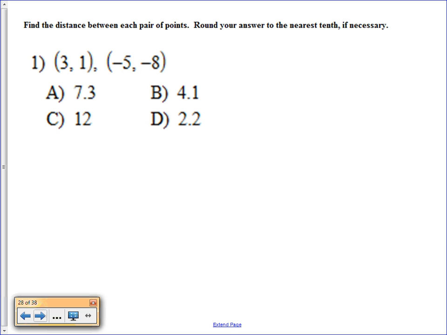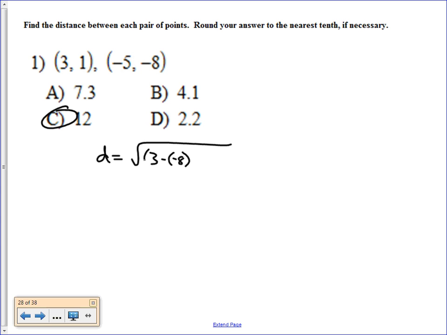Number 1. Well, stay with me here. It won't take that long if we just knock these out real quick. Number 1 is a distance formula problem. The correct answer is C. Guys, when you did this one, you have the square root of 3 minus a negative 5.